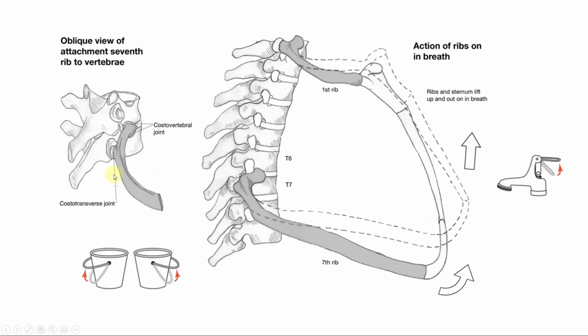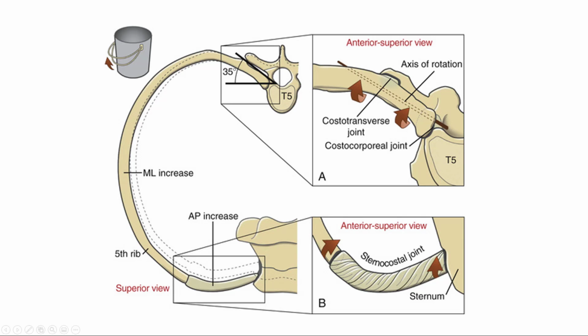So at the costotransverse joint and the costovertebral joint, you have movement there, and you can see this upward movement like a bucket handle, and the sternum coming forward anterior-posterior like a pump handle. And this increases that chest expansion. As we'll talk about, we have different types of breathing, like quiet breathing and active breathing, and the chest expansion is a big part of the active breathing.